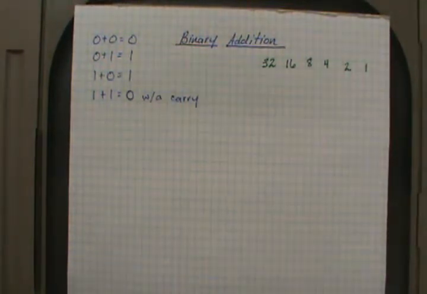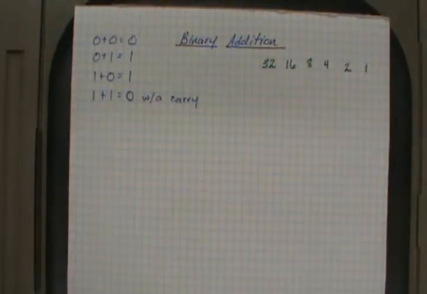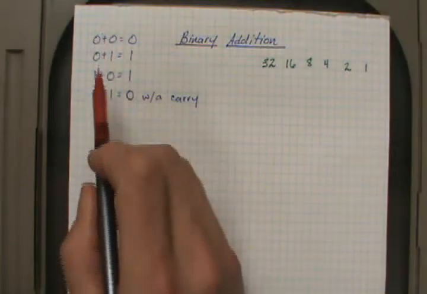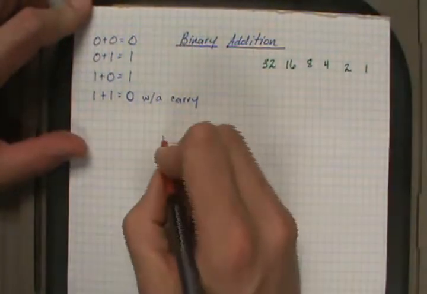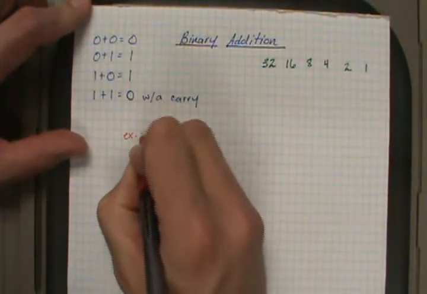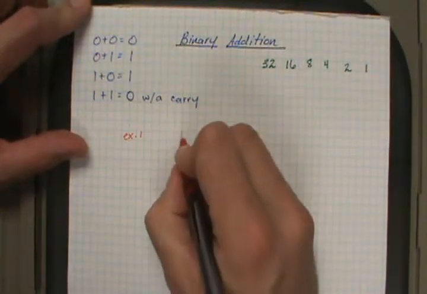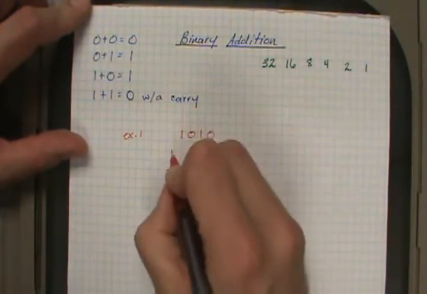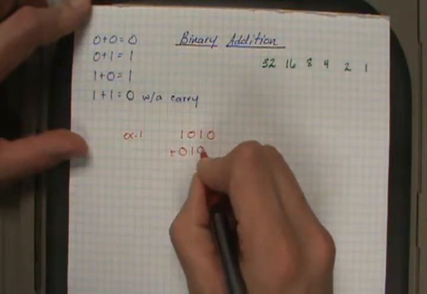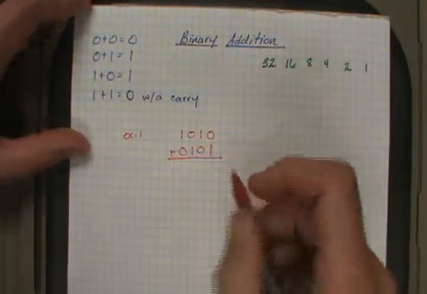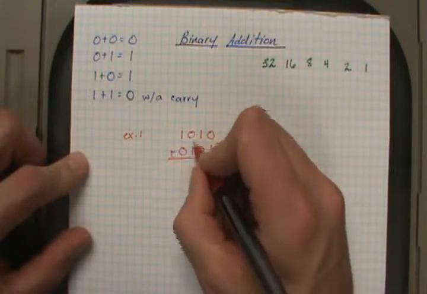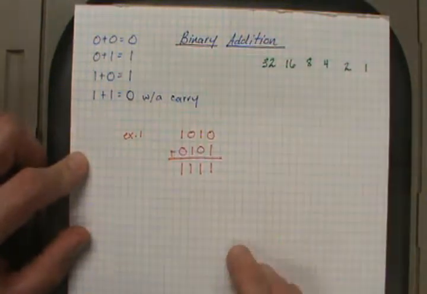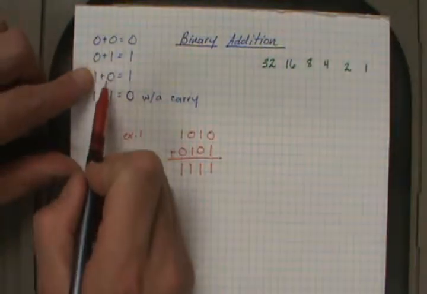So let's run a couple of basic examples. And we'll be able to better illustrate what we have here. So in example 1, give ourselves 1 0 1 0 plus 0 1 0 1. 0 plus 1 gives us 1. 1 plus 0 equals 1. 0 plus 1 equals 1, and 1 plus 0 equals 1. Alright, so we pretty much held to that.